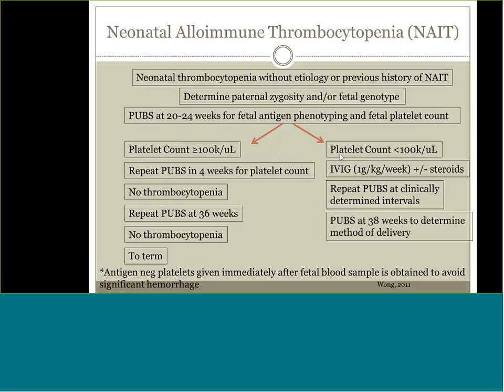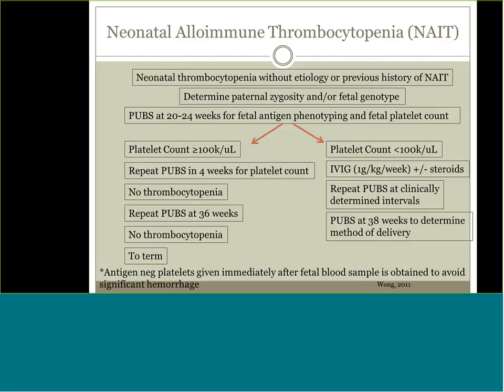If the platelet count is less than 100, then you can initiate IVIG and steroids. And some people might argue that, given the risk of PUBS intrinsically, that may be started even before you perform your first PUBS. But again, that may cloud your picture a little bit. And then repeat the PUBS at clinically determined intervals. If it's a very thrombocytopenic infant, you're going to want to repeat them more frequently. And then PUBS at 38 weeks to determine method of delivery.